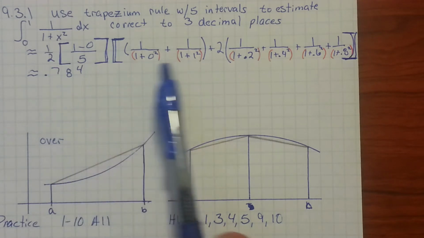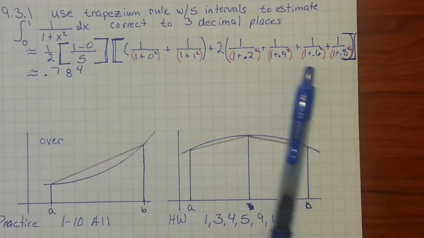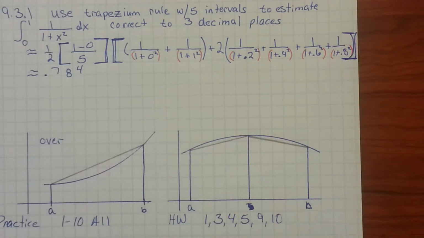So the more intervals that we use, the closer my answer is going to be to the actual answer. So if you ever get into a situation where you need to find an integral and you cannot seem to do it, you can use the trapezium rule. If you use enough intervals, your answer will be so close to the actual answer that there wouldn't be a difference in between.